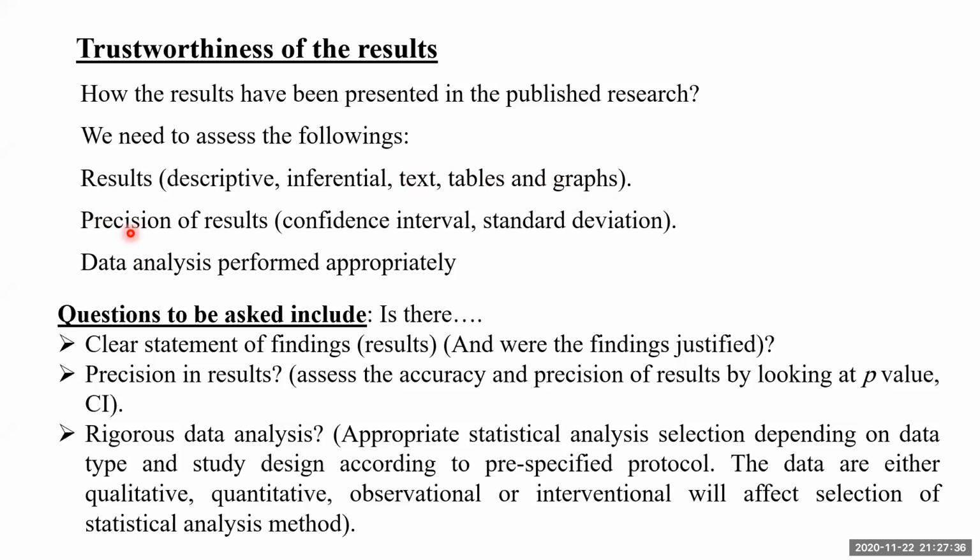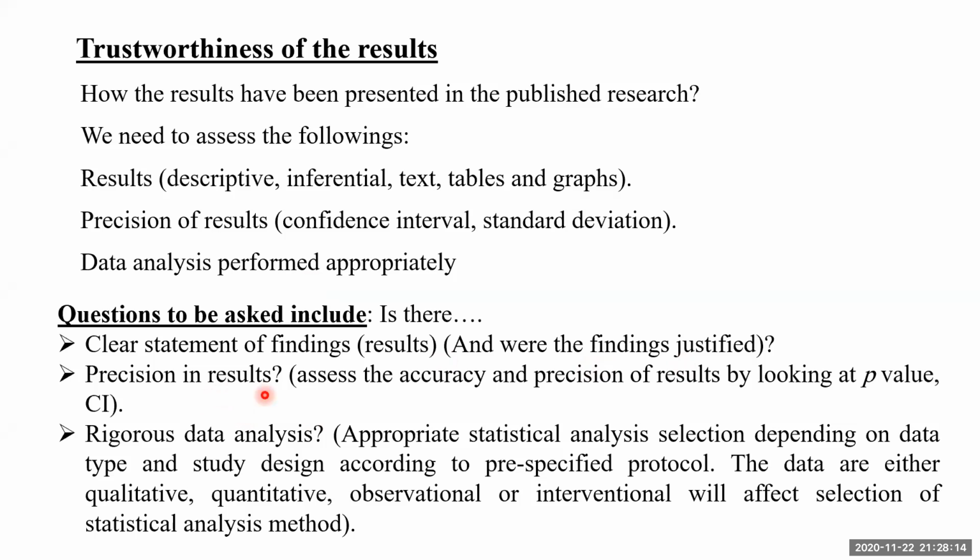Also, we should look for the precision of the results, whether these results are precise or not. How can we tell that these results are precise or not? We look for the confidence interval for categorical variables, and we look for standard deviation for continuous variables. And also we look for whether data analysis was performed appropriately. The questions to be asked include: is there a clear statement of findings or results? And were the findings justified? Usually this is in the conclusion.